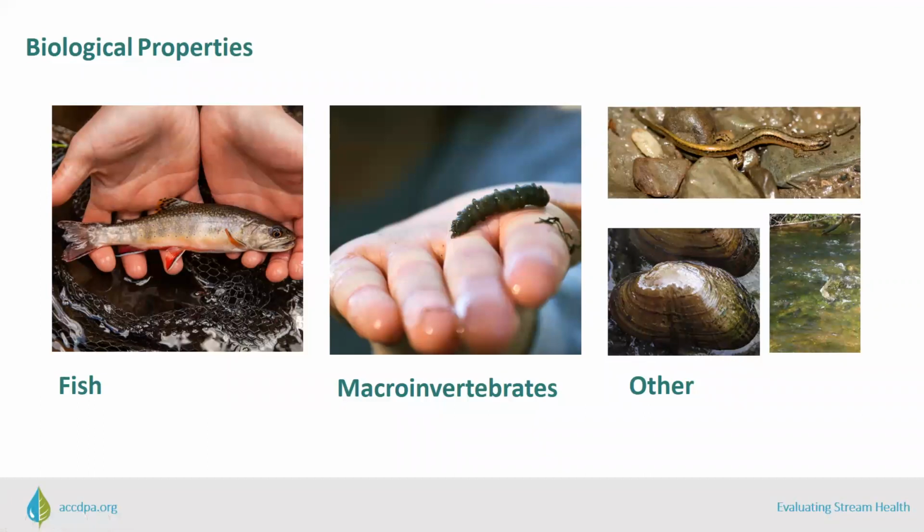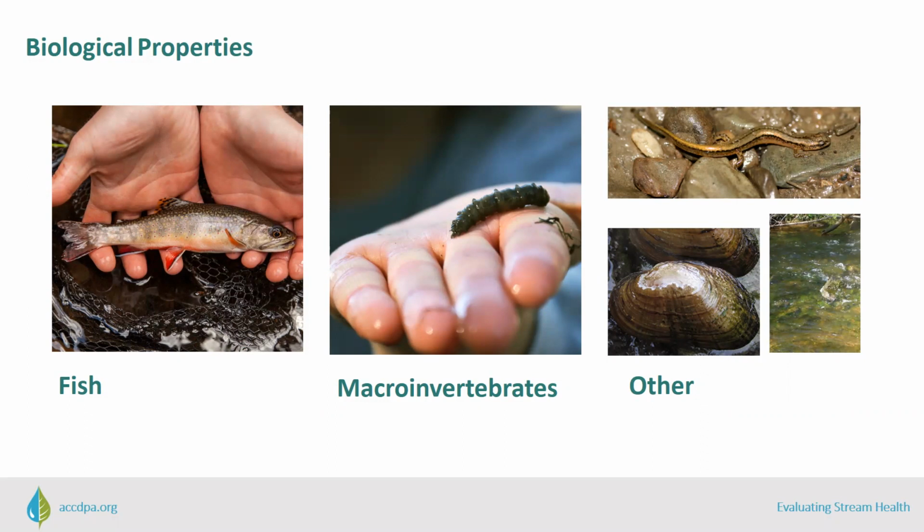So next, let's look at the biological properties. In wadable streams, fish are usually sampled via electrofishing or a backpack shocker. You have to have a scientific collector's permit to do this, so it usually involves working with a local university or a government entity like DEP or the Fish and Boat Commission. But if you're interested in what fish are in your streams, you could try using just a regular minnow trap, as long as you have a valid fishing license and follow Fish and Boat Commission guidelines.